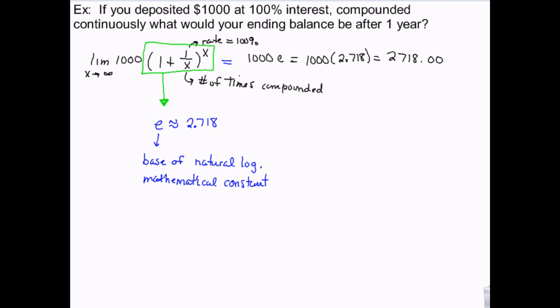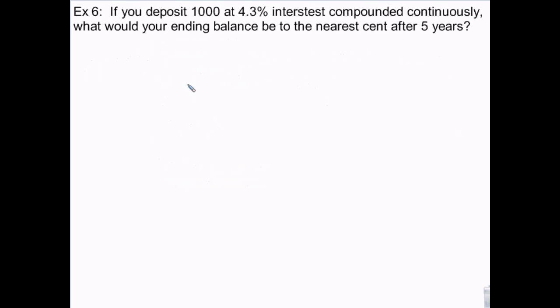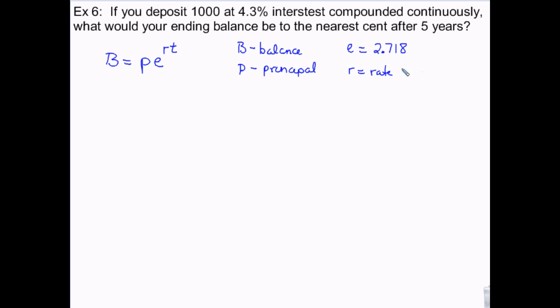And we get the balance is equal to P-E-R-T, where B is the balance, P is the principal, e is 2.718, r is your rate as a decimal, and t is time in years. So that's the continuous compounding formula, PERT.